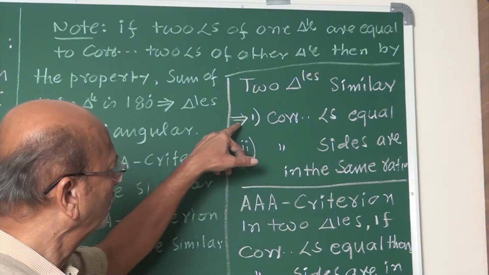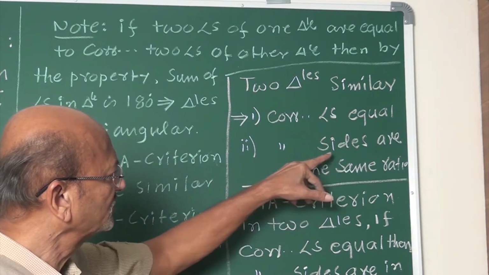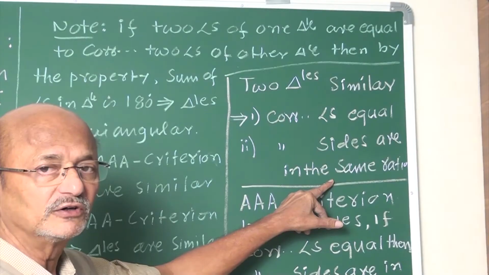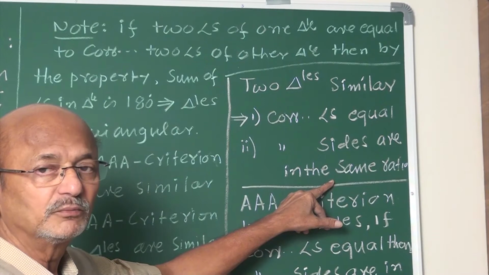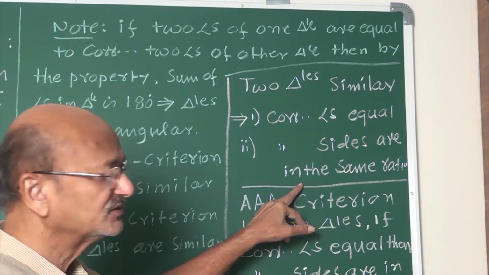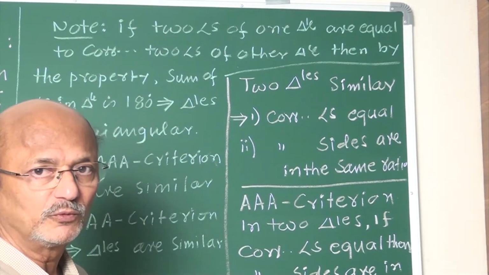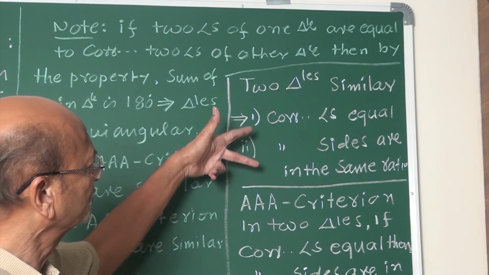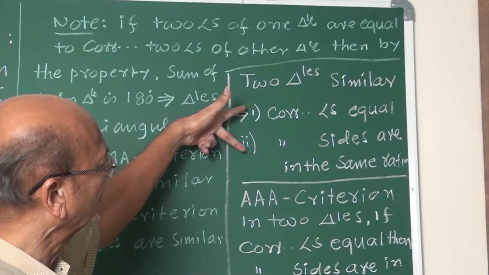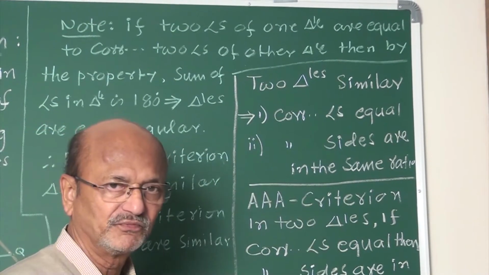Two triangles are said to be similar if, first, their corresponding angles are equal, and second, the corresponding sides are in the same ratio, or another alternative word is proportional. Yes, my friends. Now, if these two conditions are true in case of two triangles, then those two triangles are said to be similar.